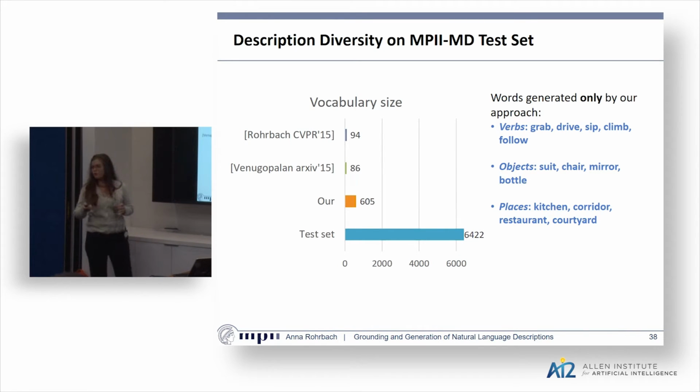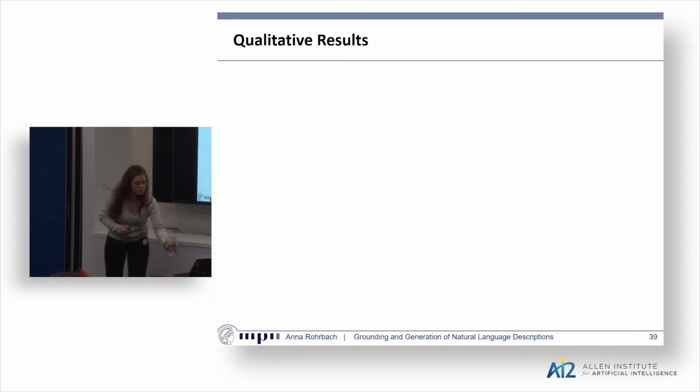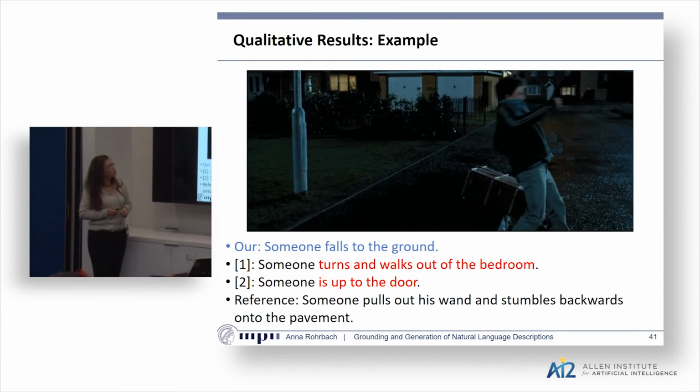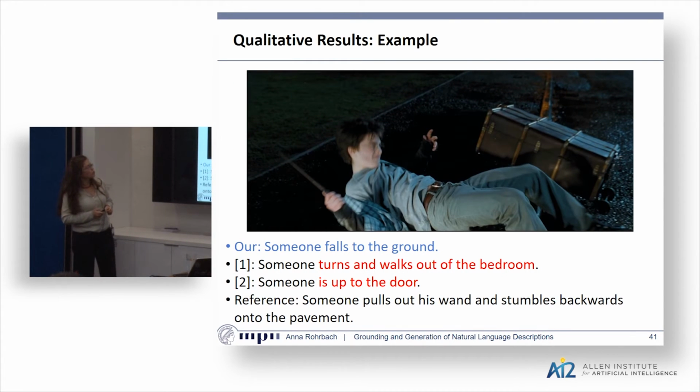So we have Harry Potter movies in all three data splits, but they're all disjoint. Okay, so let's look at some qualitative examples. We compared the two approaches with our approach, and we show errors in red. And I hope you can see it.